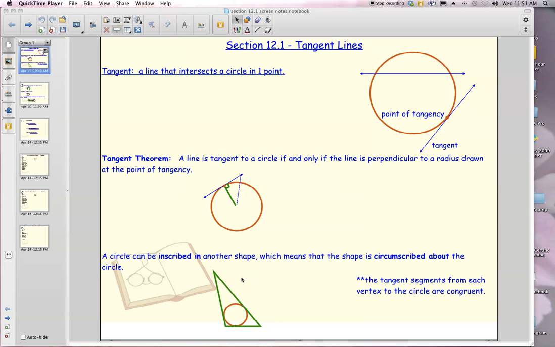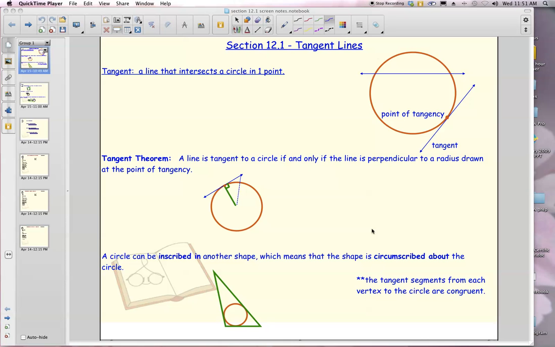We would also, if we were describing the triangle, say the triangle is circumscribed about the circle. It's around the circle. So circumscribed means it goes around the circle. And again, those are acting as tangent lines.